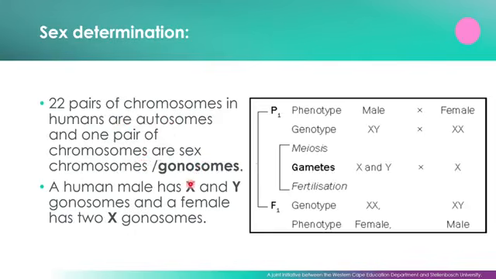Now in humans, males have an X and a Y chromosome. In females, there are 2 X chromosomes. So if we look at this picture, we see there that the male only has 1 X chromosome and then the Y chromosome. Now what is important about the Y chromosome is that it is a lot smaller than the X chromosome.